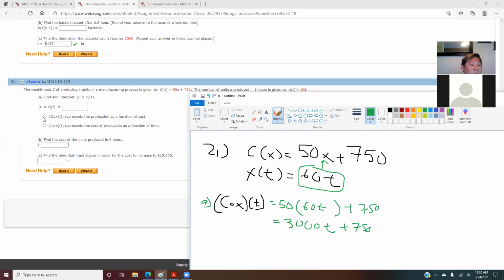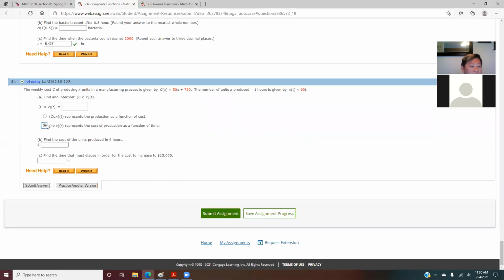This is A. And what does C dot x of t stand for? C stands for what? The weekly cost of producing. And T is the hours, in time, right? Yep. So which one do you think represents production as a function of cost, or cost of production as a function of time? Cost of production as a function of time. Yep, so it's the second one.